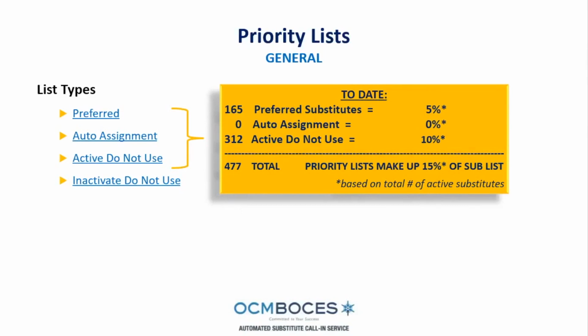Out of preferred, auto assignment, and active do not use, we have over 477 subs that make up about 15% of our substitute pool. This is a pretty substantial amount, so we do encourage our administrator users both at the building level and district level to review these listings periodically throughout the school year to ensure accuracy.